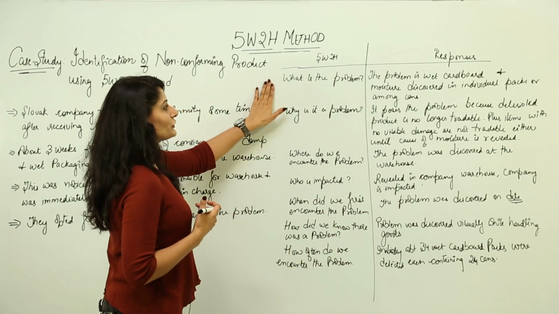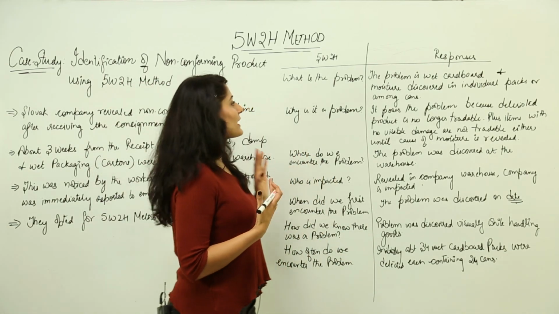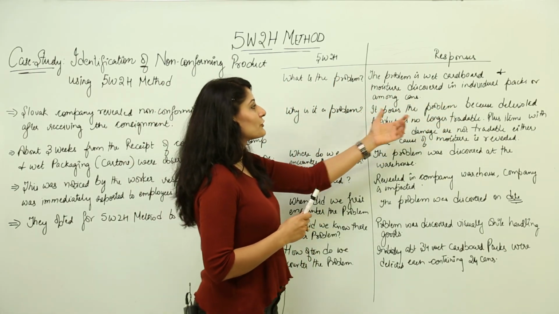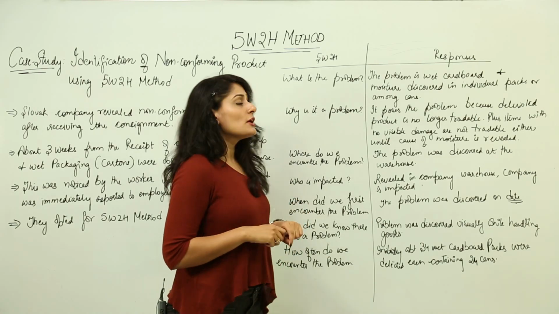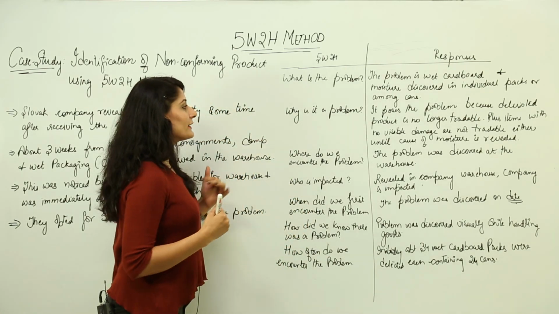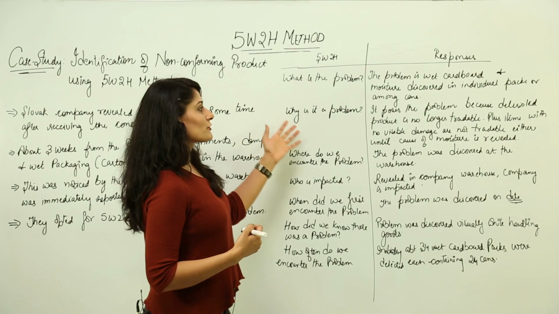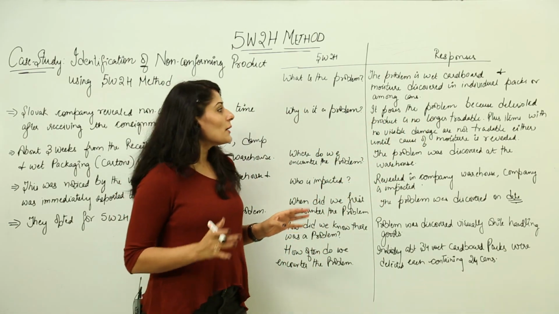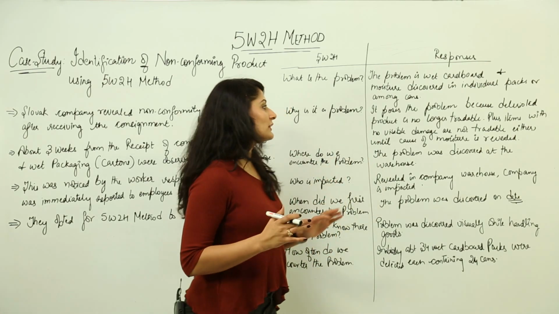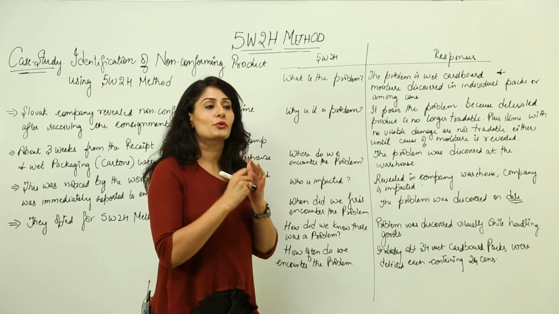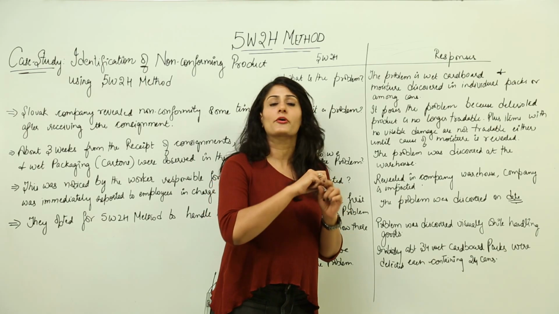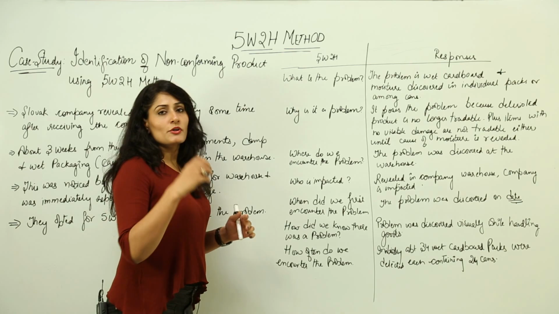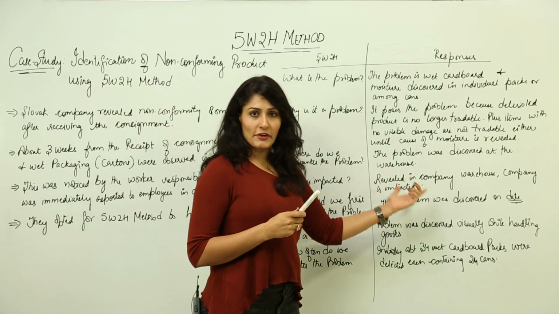To the first question, what is the problem, the answer they gave was: the problem is wet cardboard and moisture discovered in individual packs or among the cans. After that they answered why it is a problem. It poses a problem because deteriorated products are no longer tradable, plus items with no visible damage are also not tradable because you do not know what is the cause of this problem. So you cannot market any of this stock now. So where do we encounter the problem? This problem was encountered at the warehouse.